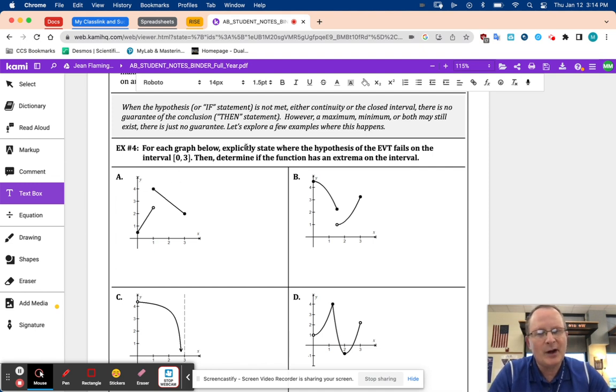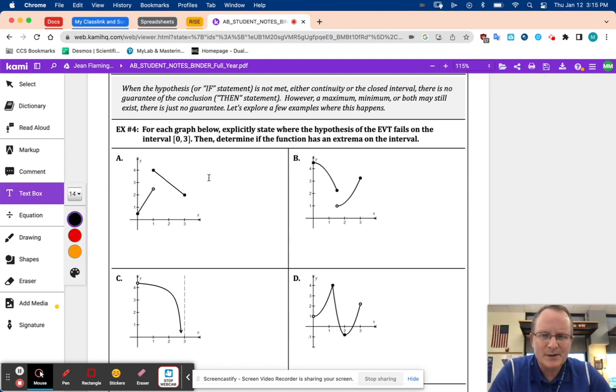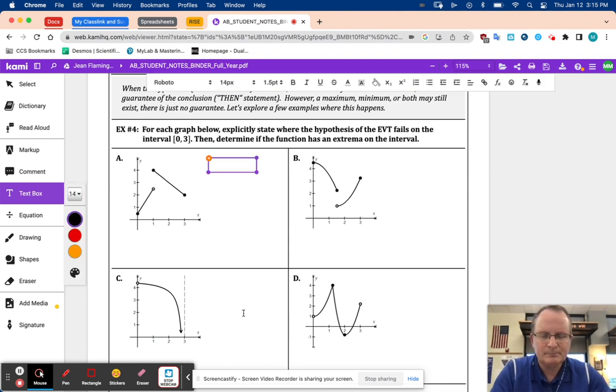So that's what we're looking at here on example 4A. It says for each graph, explicitly state where the hypothesis of the EVT fails on the interval from 0 to 3. Then determine if the function has extrema on the interval or not. So of course we have a discontinuity. EVT fails due to discontinuity at x equals 1.